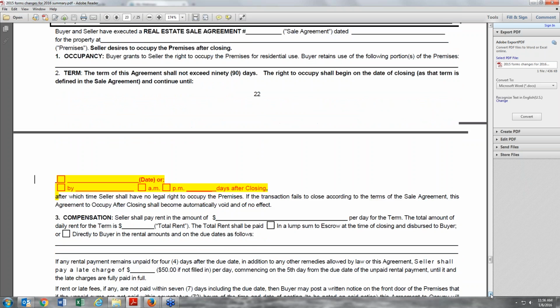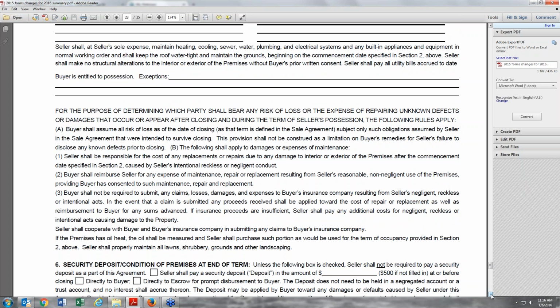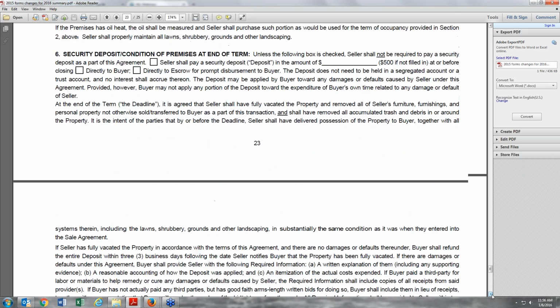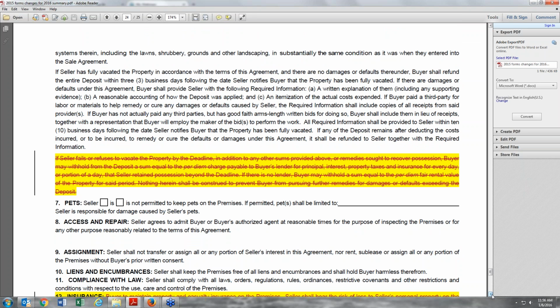Turning to the next page, you'll see what has been deleted. There's a portion that's been deleted that has to do with the liquidated damage provision. And you'll see why later. What we realized was that we had actually two different issues. One is the application of the security deposit, and then also what happens if the seller retains possession longer than the deadline. So what we've done is address those separately.